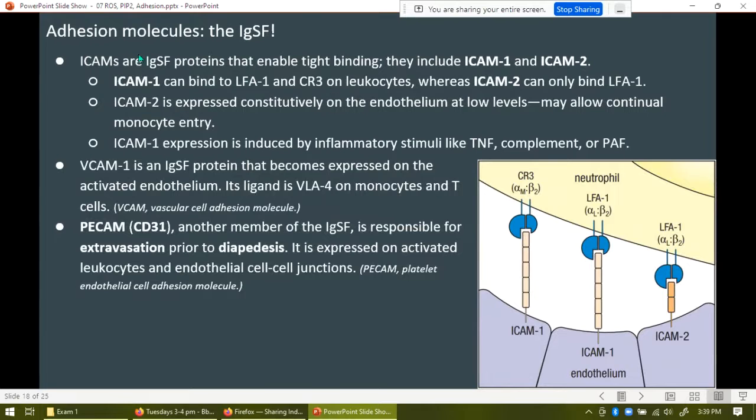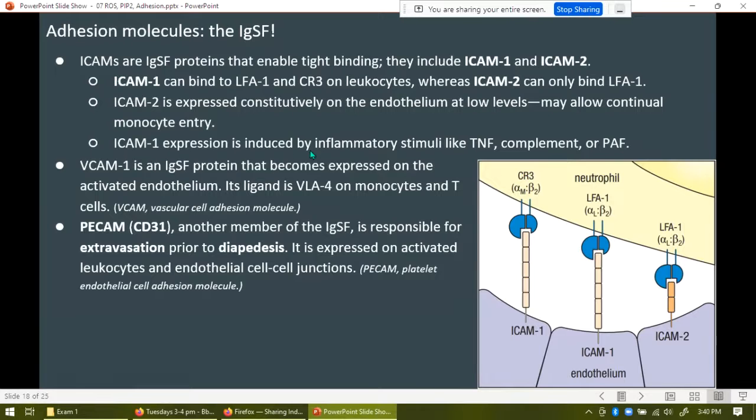The immunoglobulin superfamily, we've got ICAMs and other IGSF proteins. ICAM1 binds to LFA1 and CR3. ICAM2 only binds to LFA1. Now, ICAM2 is expressed all the time constitutively on the endothelium at low levels. This is probably where we get some of our monocytes from, and this is where some of the macrophage replenishment is from throughout your life, even when there's no inflammation.